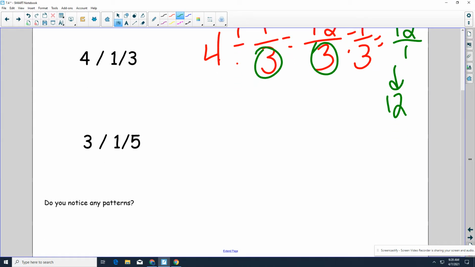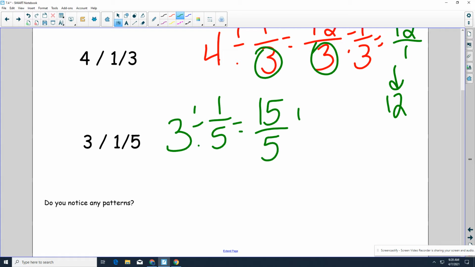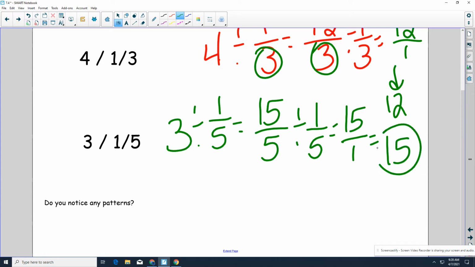Let's look at the next one here, 3 divided by 1/5. Okay, if I rewrite it out with a common denominator, I could say 3 times 5 is 15 for my numerator. And I'm making it out of fifths, divided by 1/5. I know 15 times 1 is 15. 5 divided by 1 is 5. And I simply get 15. I could also draw 3 circles and split it into fifths, and I would still get 15. So do we notice a pattern there?